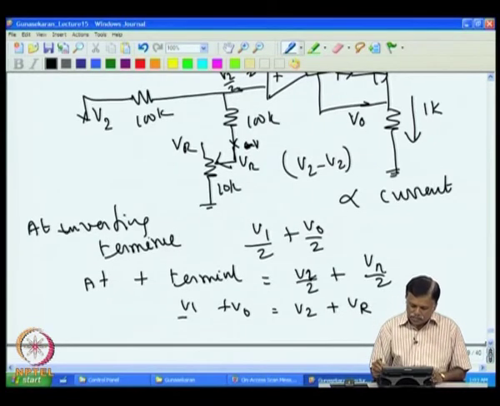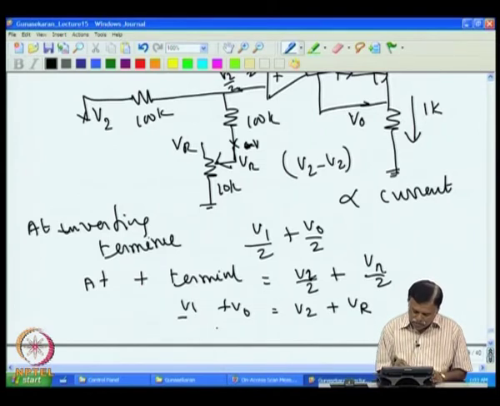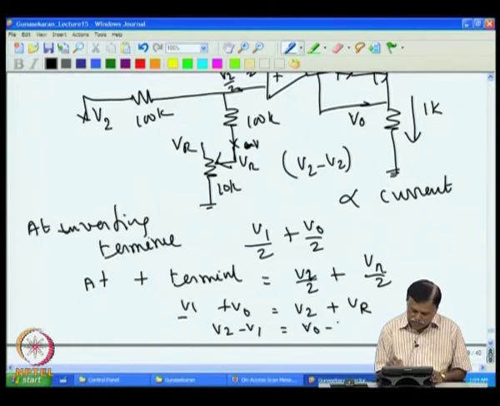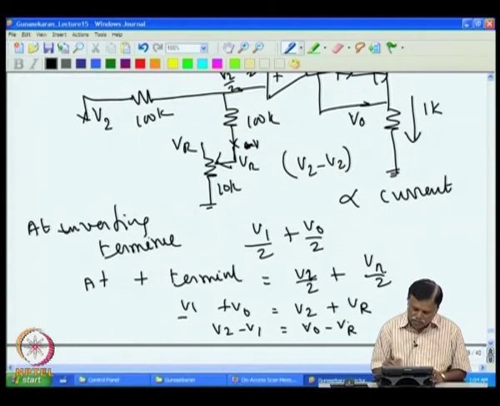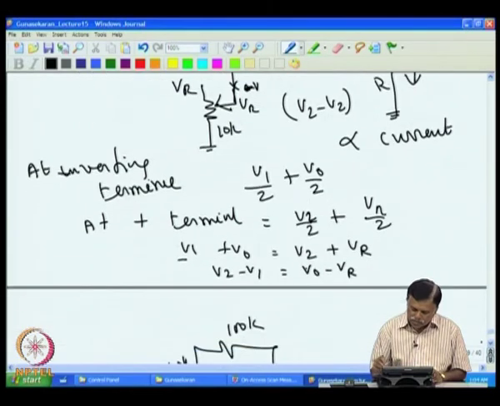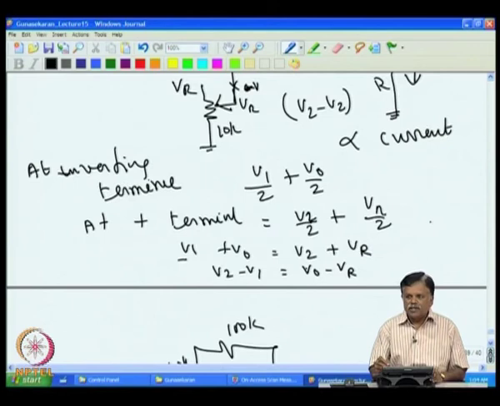So if I take this outside, then you will get V2 minus V1 equal to, I bring V1 to this side and keep V0 minus VR actually. Since VR is fixed, V0 is proportional to V2 minus V1. So the difference will produce a voltage V0. Suppose the resistance is R, so the current will be V0 by R. That way V2 minus V1 can be converted into a current.